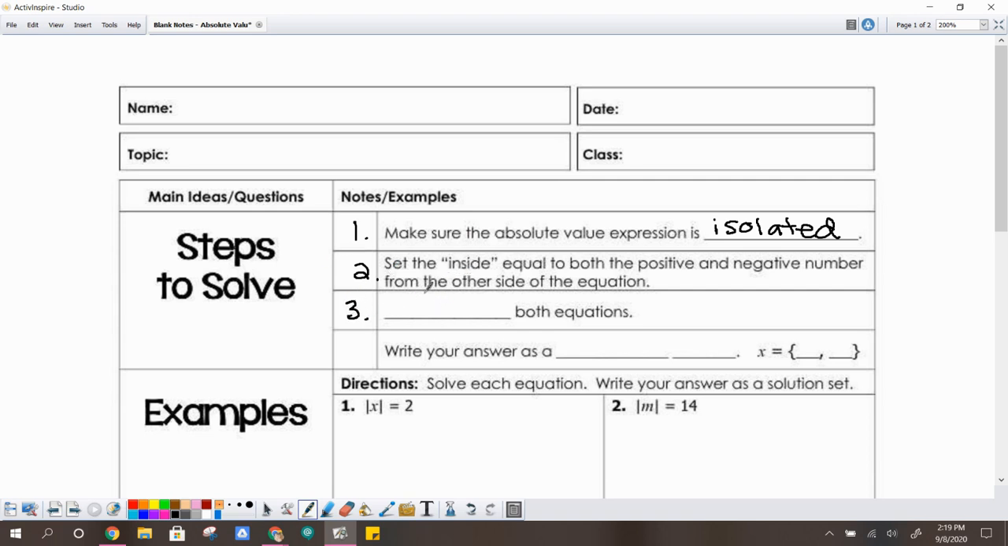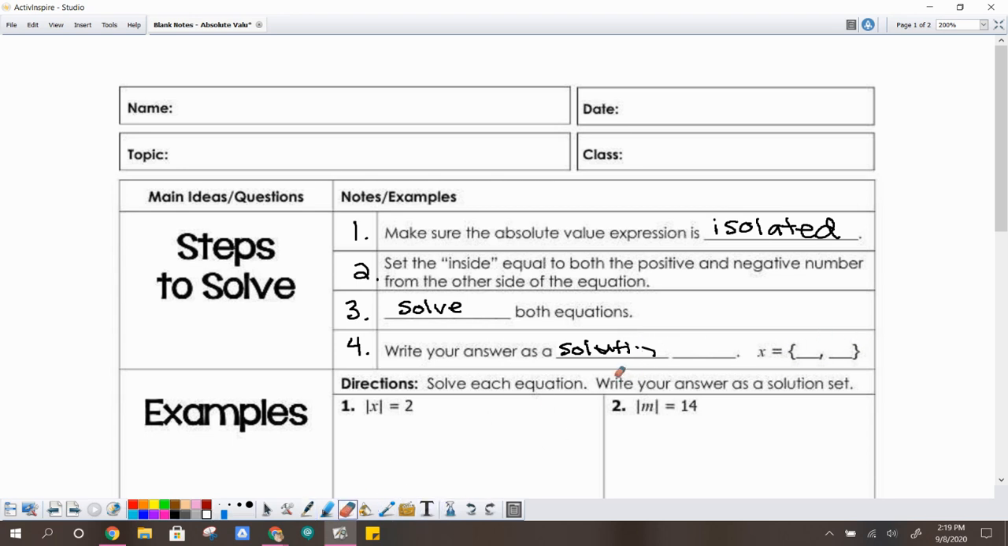Step 3 is to solve both equations. And step 4 is to write your answer as a solution set. And for example, a solution set looks like this here.